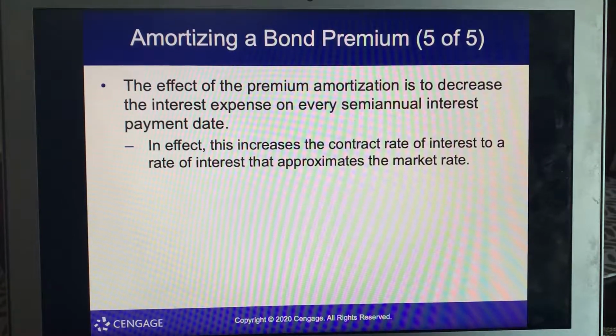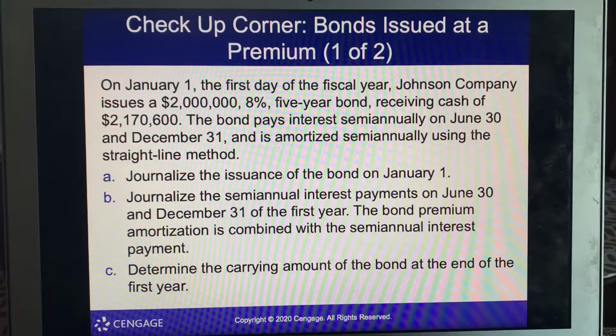And let's see, the effect of the premium amortization is to decrease the interest expense on every semi-annual interest payment date. In effect, this decreases the contract rate of interest to a rate of interest that approximates the market rate. So here's another checkup corner. Also, we'll take a look at ABC.